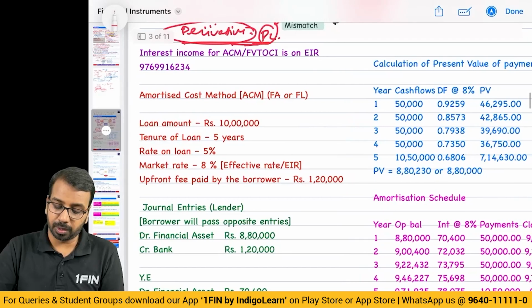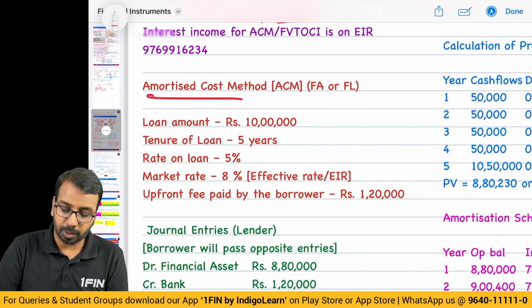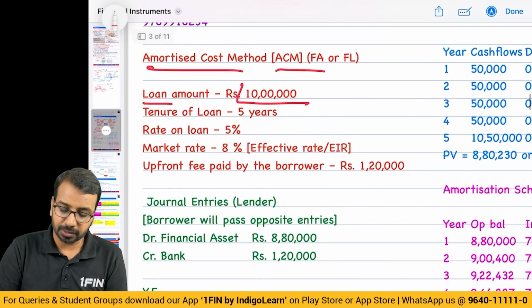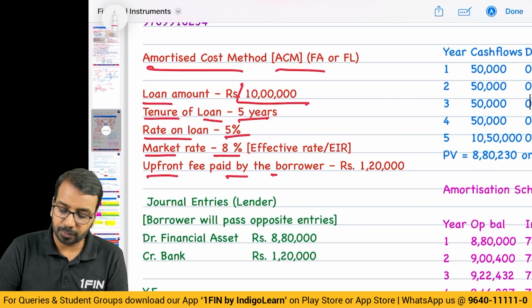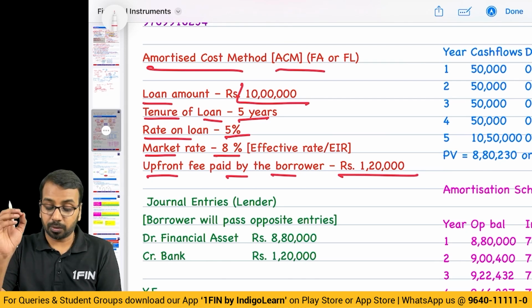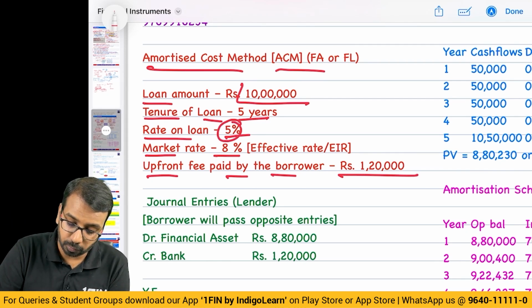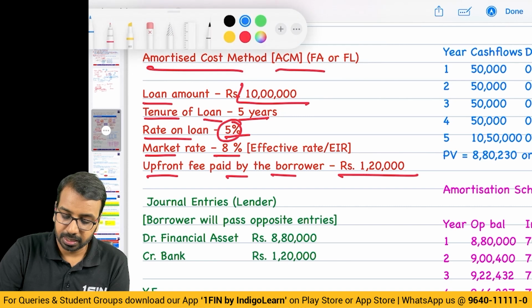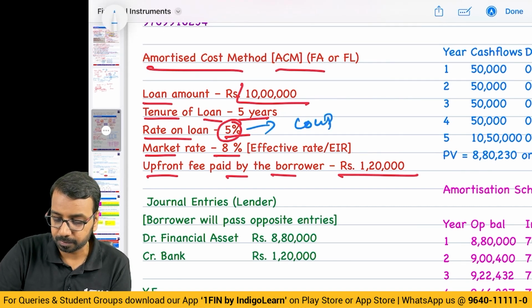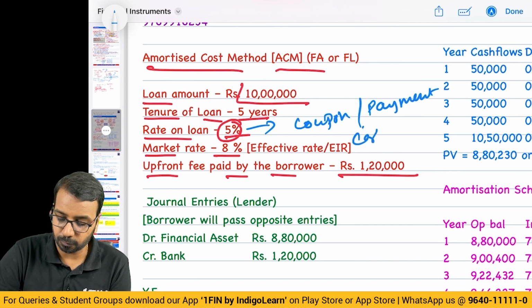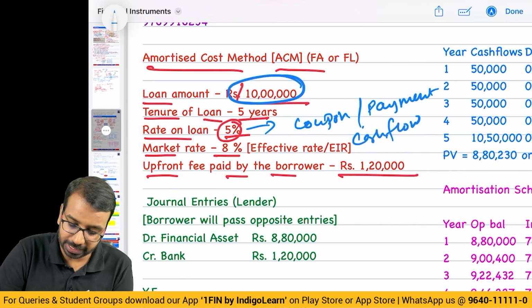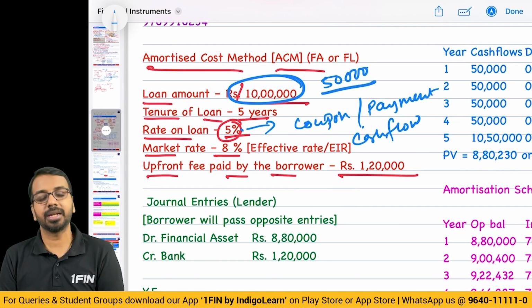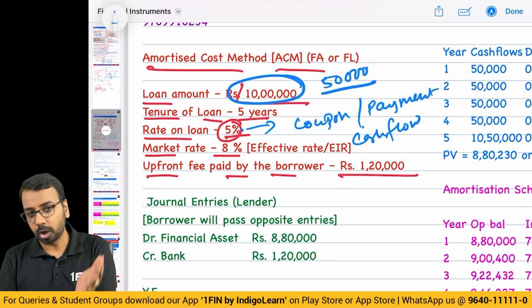Now, very simple example for just a quick recap. For amortized cost method, let us say loan amount is 10 lakhs, tenure of loan is 5 years, rate on loan is 5%, market rate is 8%, upfront fee paid by the borrower is 1 lakh 20%. Now, here one thing that you have to understand is this rate of loan, this 5% that you see, this is nothing but your coupon payment. Coupon payment, or you can say cash flow. Every year on 10 lakhs at 5%, 50,000 will be paid. Who will pay? The borrower will pay to the lender.